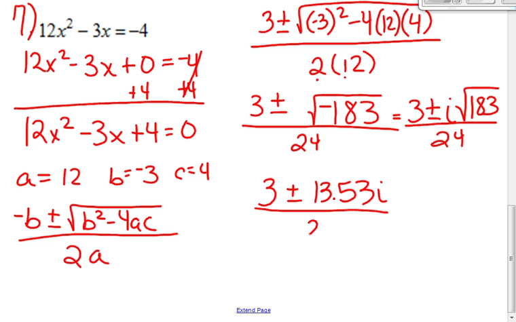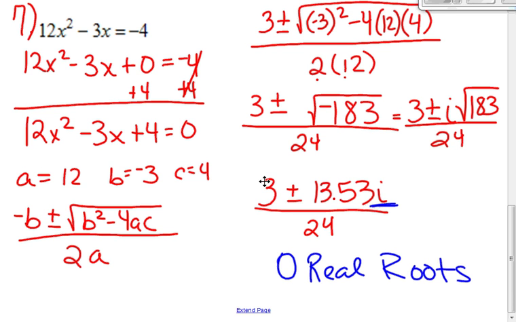all over 24. Now, 3 and 24 they have common factors, but 13 does not, so I can't simplify any farther. The important thing here is that we have i, so this is 0 real roots. Technically, we would have two complex roots here.